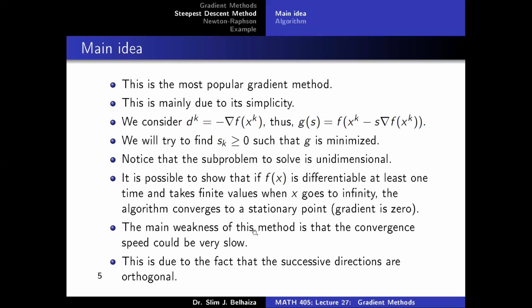The main weakness of this steepest descent method lies in the fact that it has a slow convergence rate, and this is mainly due to the fact that we're using successively orthogonal directions.